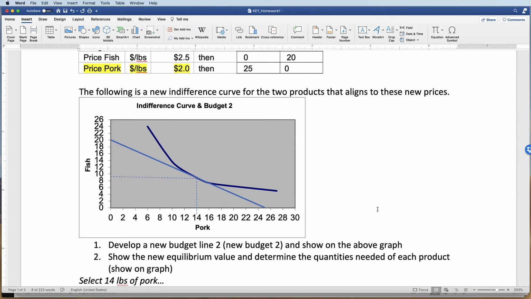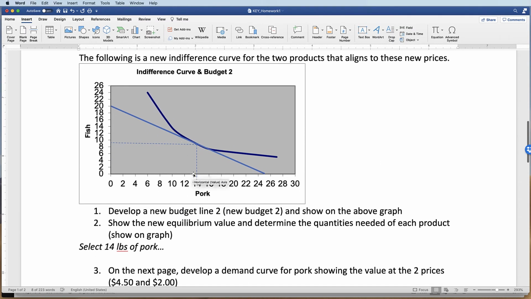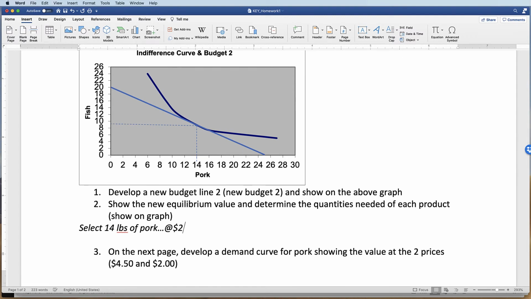All right, so that's the move. I've got 14. You could have picked, again, any of those numbers along here, but I went right in the middle of the touch point, which gave me a better equilibrium. So that was what I chose, was 14. So if we select 14 pounds of pork, and the price of pork is in this case $2, that equals $28 in expense, right? So that's how much we're spending right now.